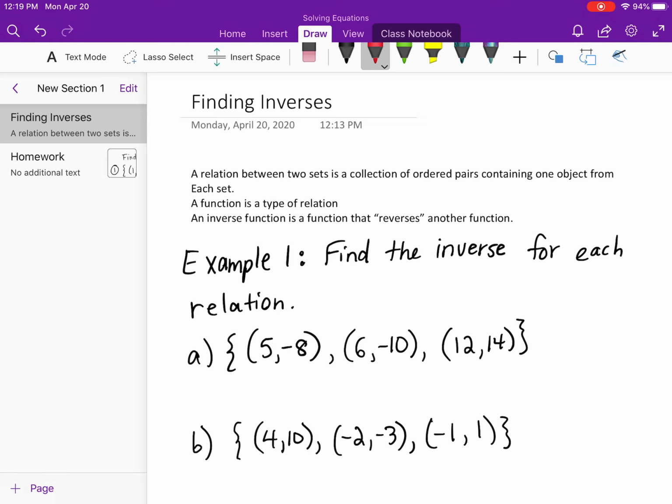A relation between two sets is a collection of ordered pairs containing one object from each set. So everything has to be one-to-one. An inverse function is just a function that reverses another function. So I started out really super easy here. Find the inverse for each relation.